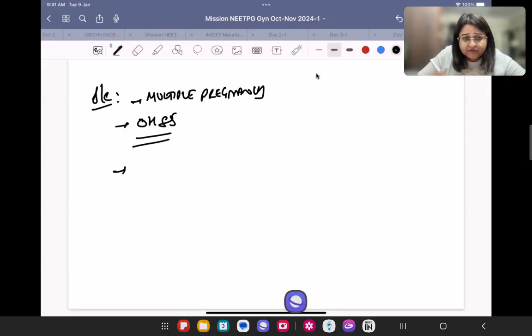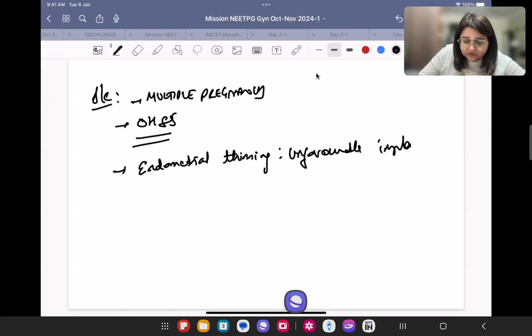What else with clomiphene? What are you worried about? Over time, it's an anti-estrogen, so it has anti-estrogenic effects on the endometrium. It causes endometrial thinning. If you use it over 6 months, the endometrial lining becomes thinner and thinner, and this itself becomes unfavorable for implantation. So we usually don't use it beyond 6 months.